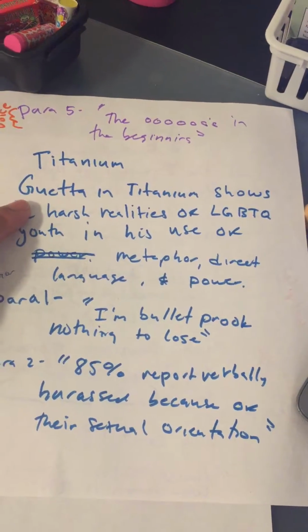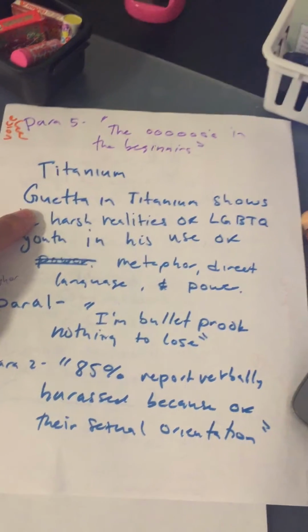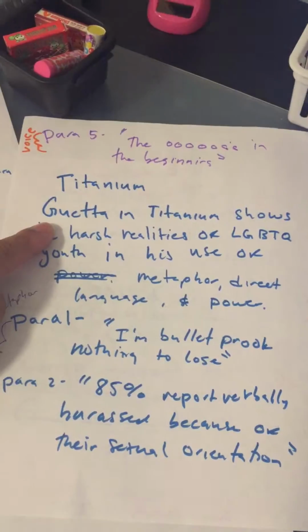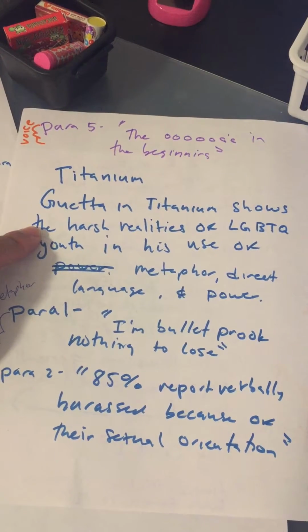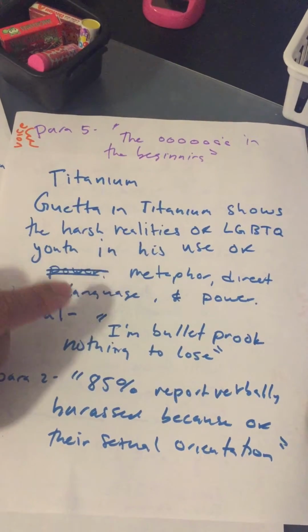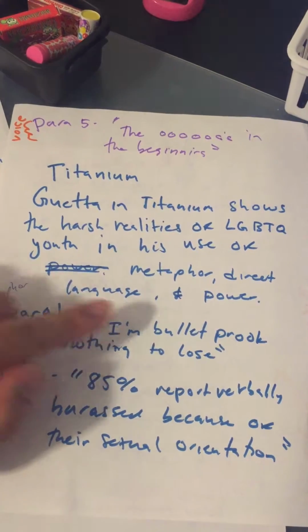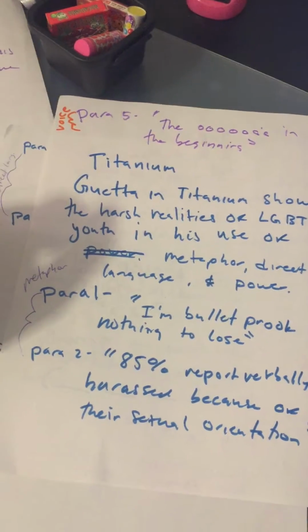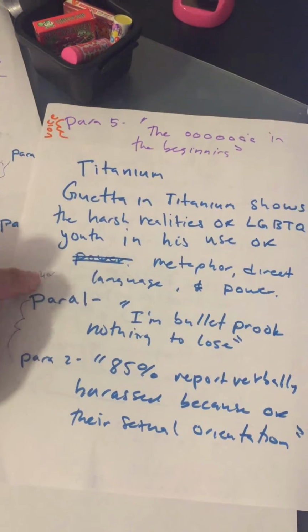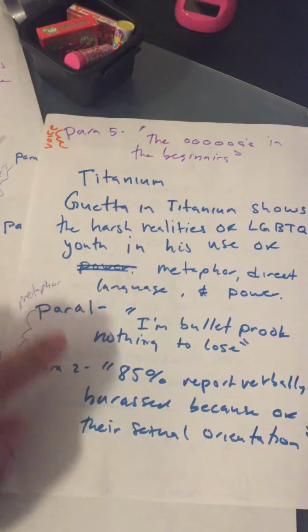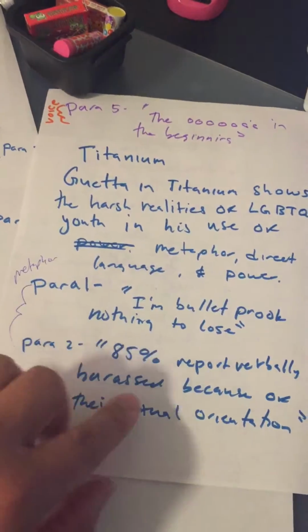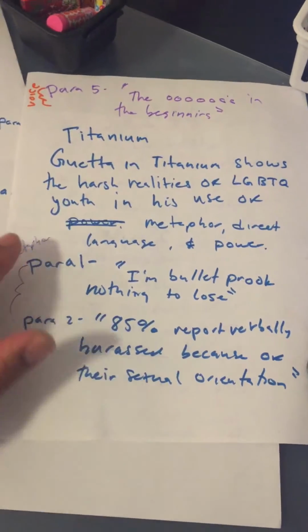So, David Guetta is the author of this song. Titanium shows the harsh realities of LGBTQ youth in his use of metaphor, direct language, and power. Now, as you probably can guess, I'm going to do the same thing of having 2 paragraphs to look at metaphor and then 2 to look at direct language and power. So let's look at what I'm going to do.